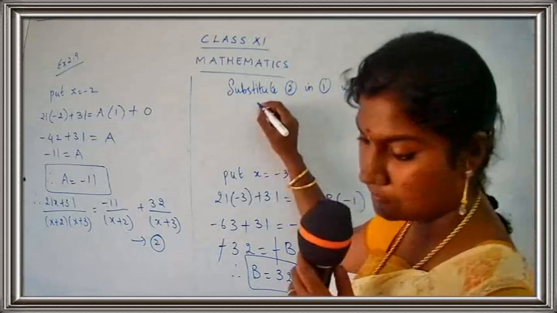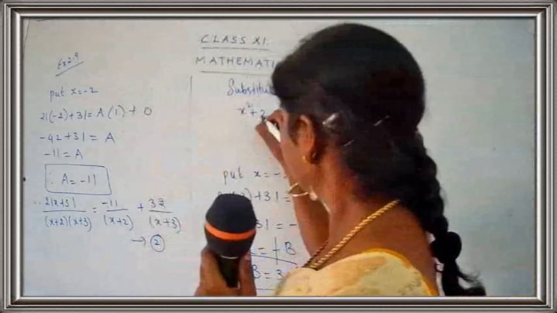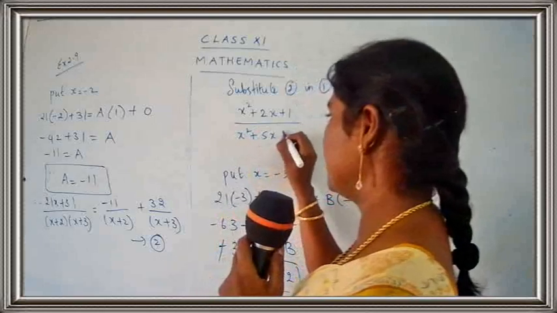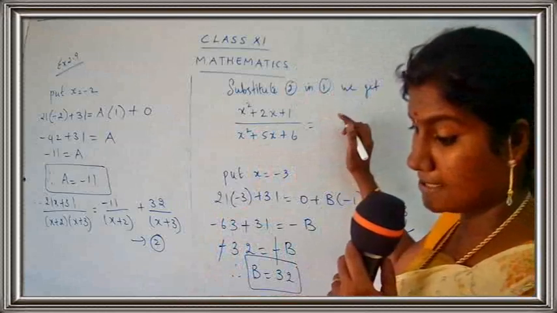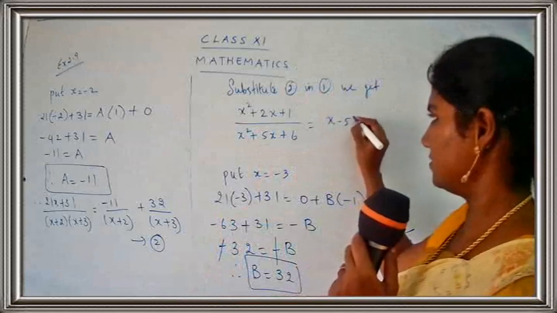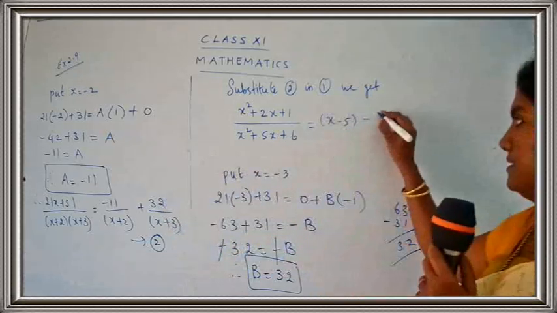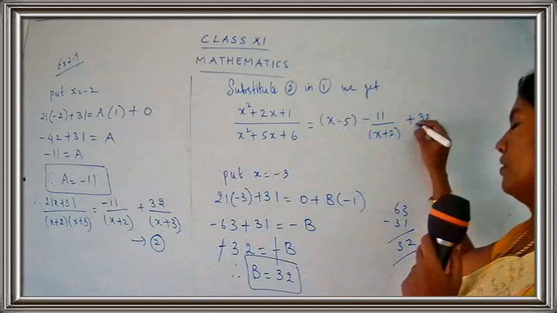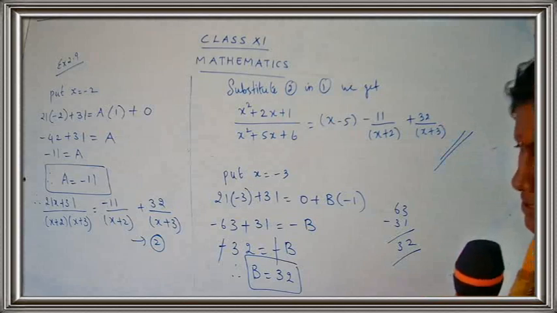What was the original equation? x square plus 2x plus 1 upon x square plus 5x plus 6 is equal to, what was the quotient? The quotient was x minus 5. Yes, x minus 5, and you have to take down this over here. That is minus 11 upon x plus 2 plus 32 upon x plus 3. So this is the required answer. So what is the answer?